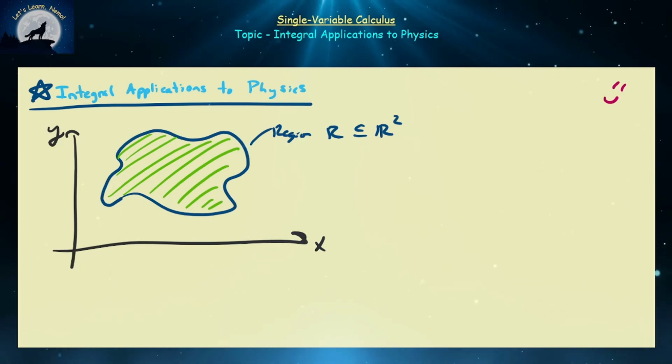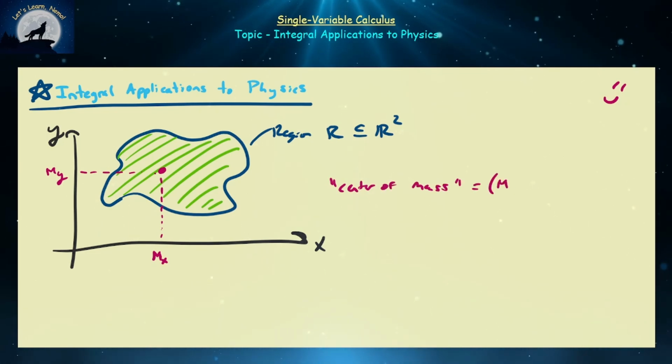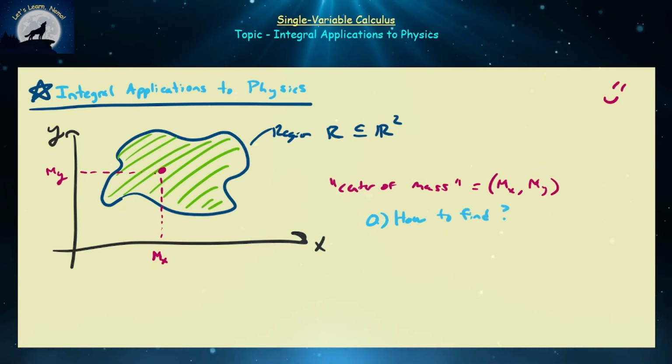Well, you might guess that the center of mass, as we call it, is probably located somewhere around here. So we can call this mx, and we can, for example, call this point right here my. This center of mass is where you would balance that surface on your finger, and it wouldn't topple over due to gravity. So the question is, how do we find mx and my in this particular picture?